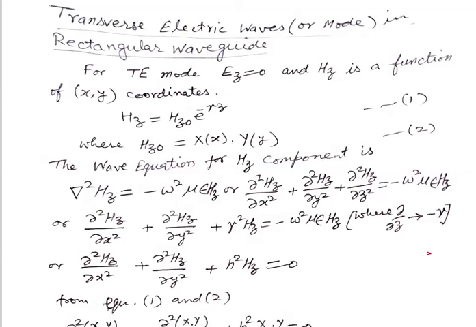Namaskar. Today we discuss the transverse electric waves or TE mode in rectangular waveguides under the waveguide chapter for the microwave electronics. In our previous lecture, we have discussed the transverse magnetic waves or TM mode in rectangular waveguides, and we have obtained the expressions for the field components and also for the cutoff frequency, cutoff wavelength, and guide equation.